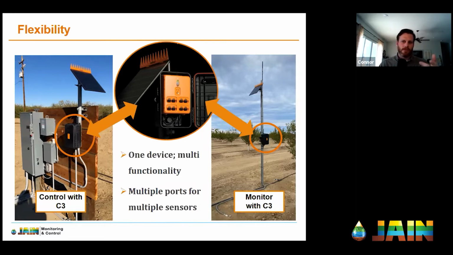On top of that, you'll notice that there's a number of black ports on the front face of the C3. This is important when we're thinking about planning and how to implement this. We can hook up a number of different devices and sensors to each C3. So this is really important from a planning, efficiency, and cost standpoint, because we can get a lot of functionality out of every single site where we're deploying these.